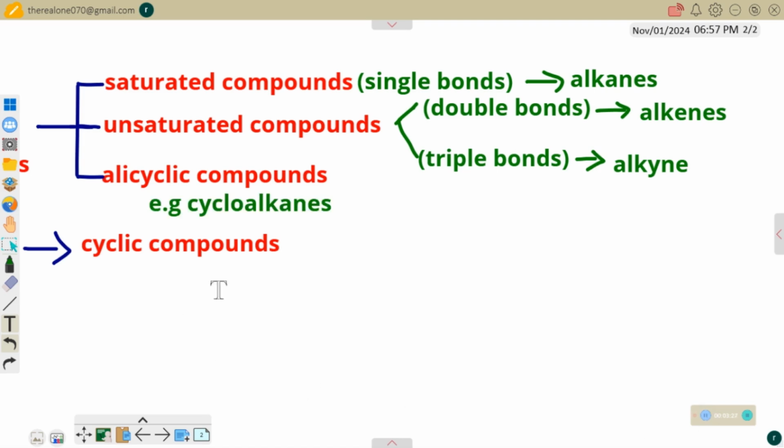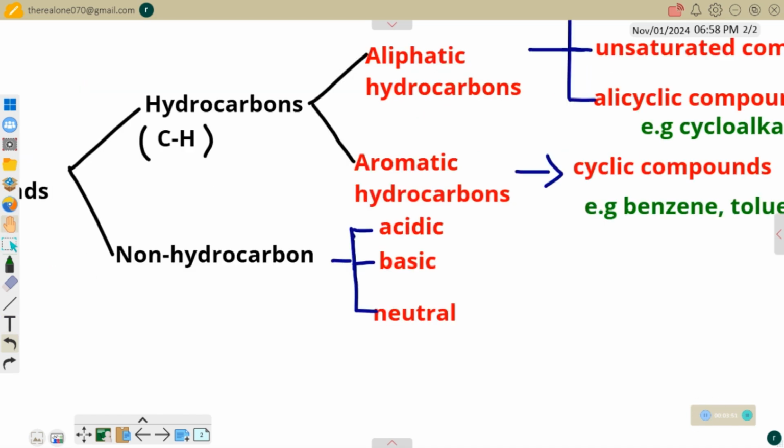Next, we have the cyclic compounds. The cyclic compounds are compounds that form a ring shape, and common examples are benzene, toluene, etc. All of these compounds will later be studied more broadly under organic chemistry when we get there. Now, the non-hydrocarbons can also be acidic, basic, or neutral, as the case may be. But when we get to organic compounds, we'll look deeper into this.